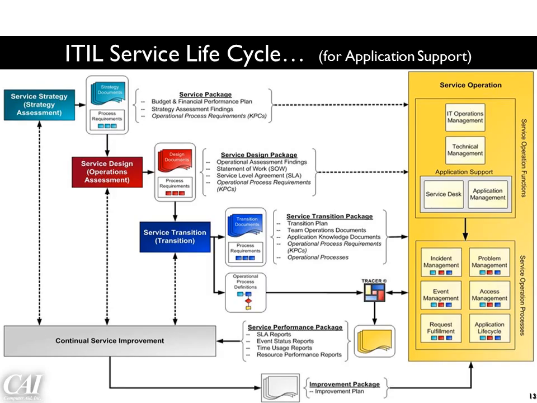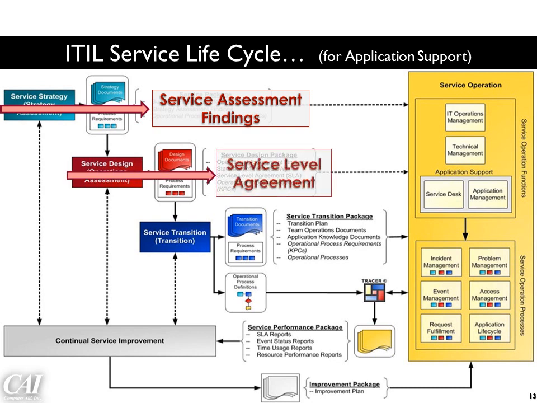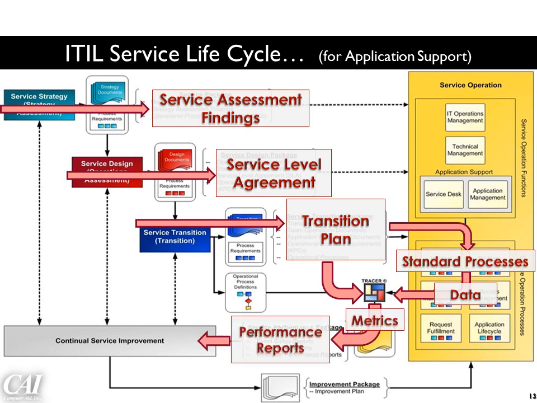This chart represents a summary of a practical implementation approach of the ITIL service lifecycle within the application support environment. We use service strategy to document the scope of the service and business environment. We use service design to develop the service level agreement and customize support processes. We use service transition to implement standard processes and data collection into the operational environment. We use service operations to operate the processes, collect data with the Tracer ITSM tool, and produce metric and performance reports. We use service performance reports and metrics in continual service improvement to better align processes, improve resource performance, reduce costs, and improve customer satisfaction.